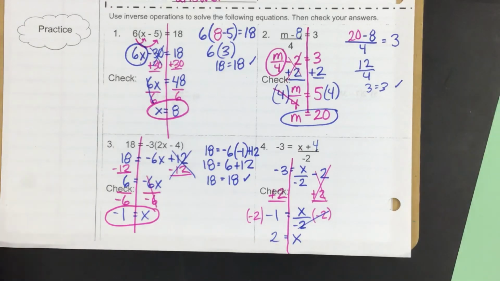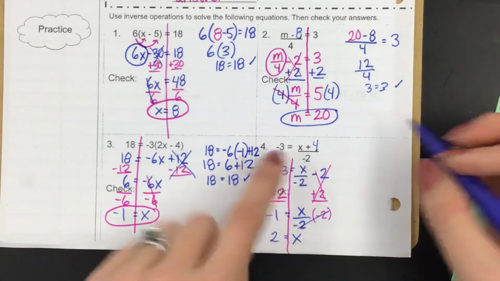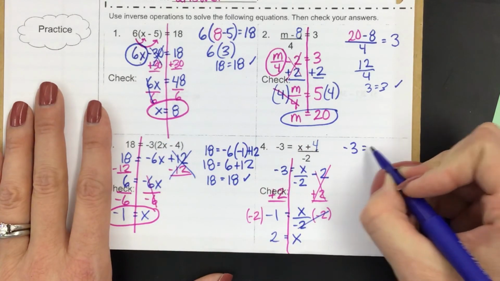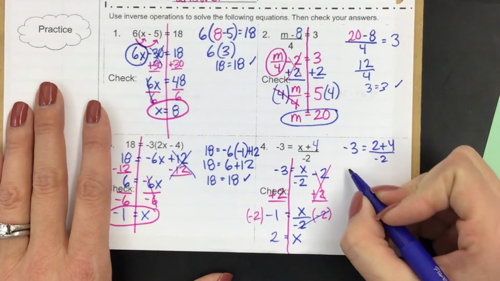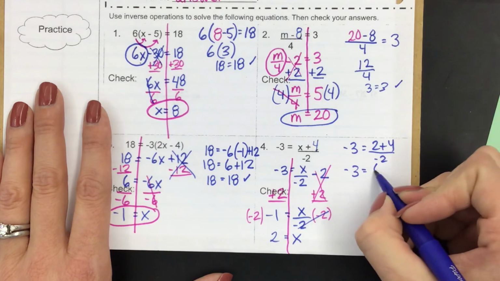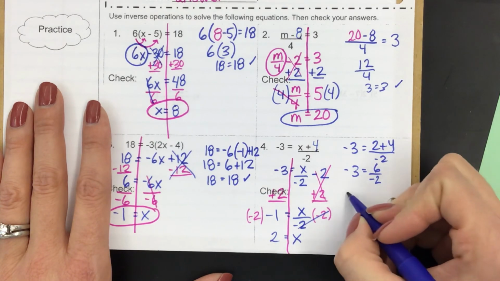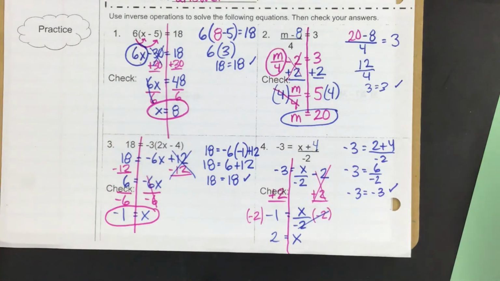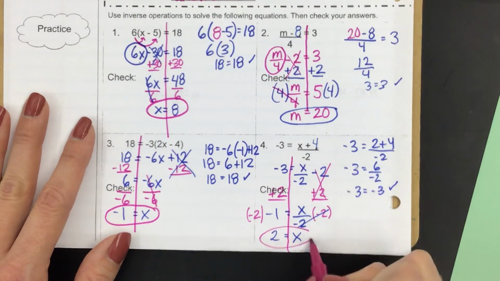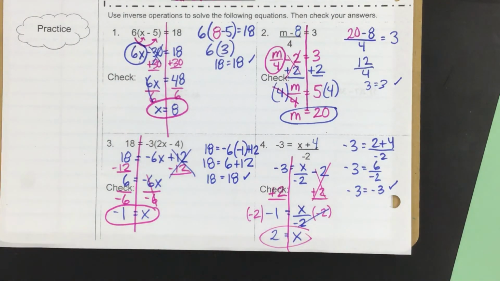Now again, I'm going to plug it back in. So I'm going to put 2 in for x. So negative 3 is equal to 2 plus 4 over negative 2. So this is 6 divided by negative 2. Negative 3 is equal to negative 3. And we're good.